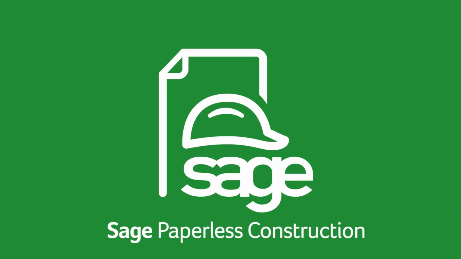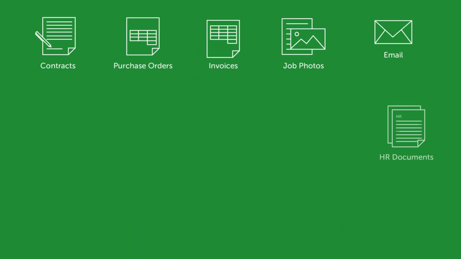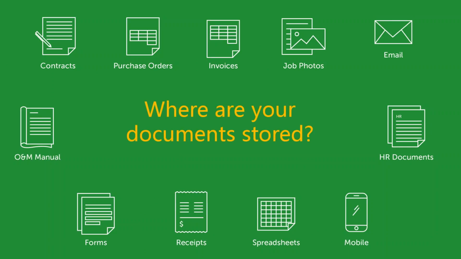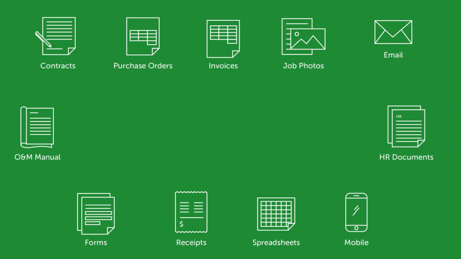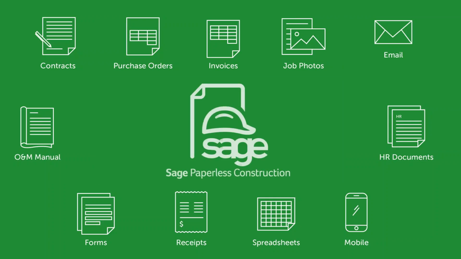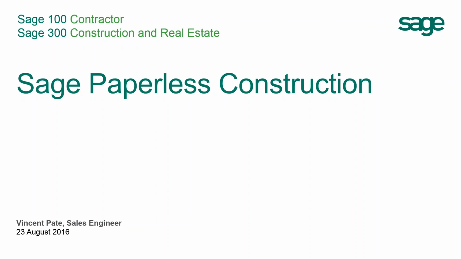So hello, everyone. Today we're going to talk about Sage Paperless Construction, and this is basically our system that's going to be able to handle all of your needs in terms of going green and paperless within your Sage environments. So the idea within this is that we could store all of our different documents in the system in Sage Paperless Construction, regardless of if it's an accounts payable document, if it's human resources, if it's project management.